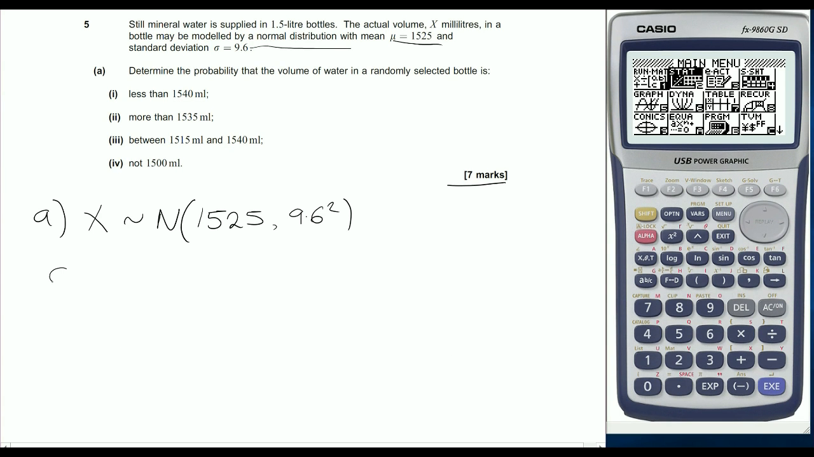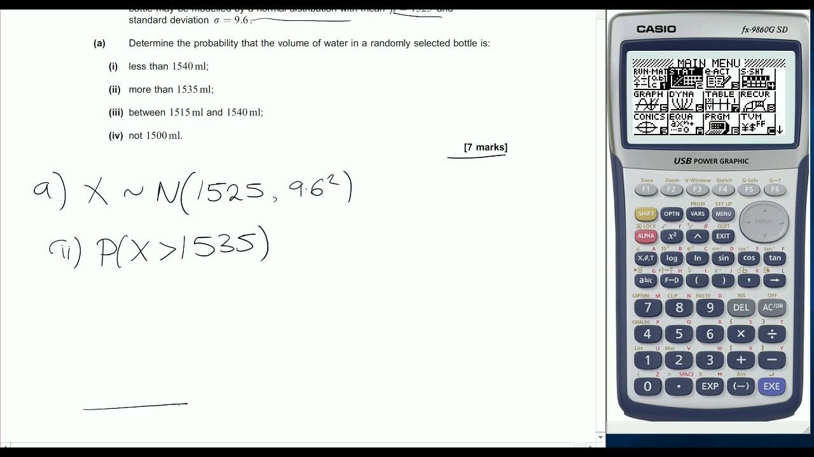So part two. We are using the same distribution, it's still a normal distribution, the mean is as it was and the standard deviation is the same. This time we are looking for the probability that x is bigger than 1,535 millilitres.